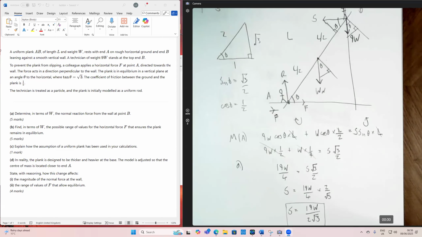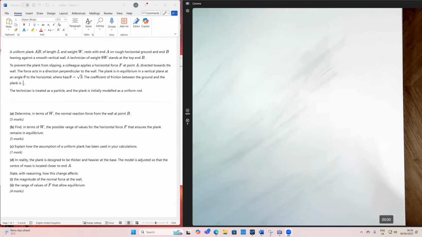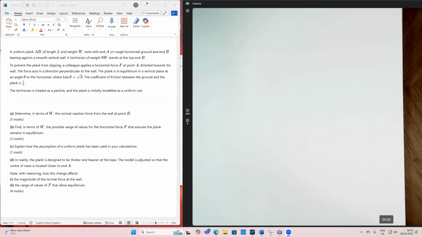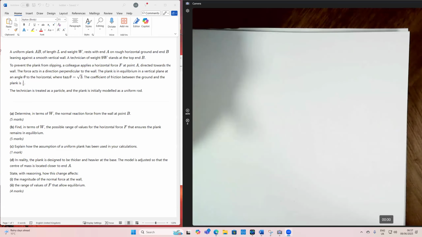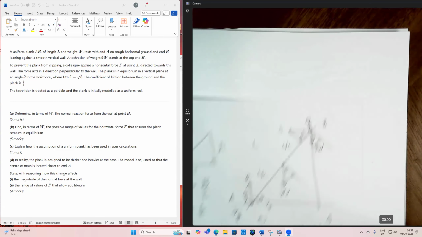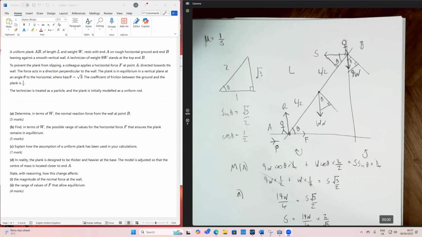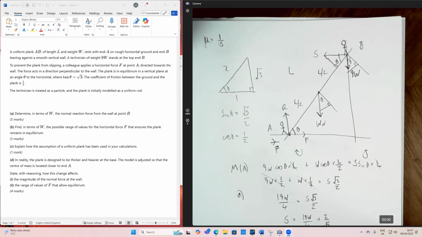Okay. In reality, the plank is designed to be thicker and heavier at the base. And I think this is presumably to stop the plank from slipping so much. Okay. The model is adjusted so that the center of mass is located closer to the end of A. State with reasons how this change will affect the magnitude of the normal reaction at the wall and the range of values of P for which the plank is now in equilibrium.